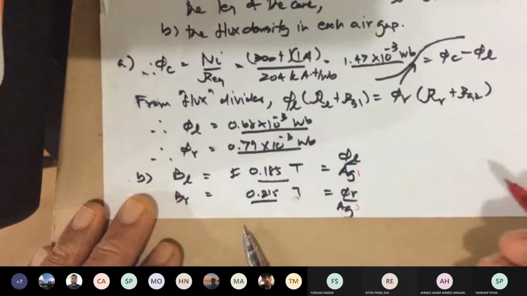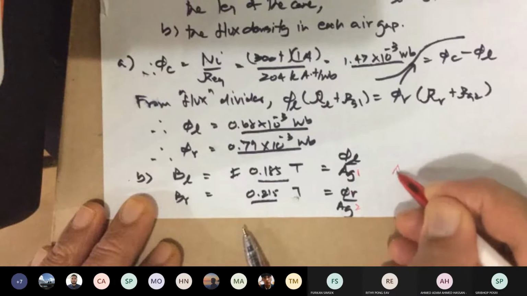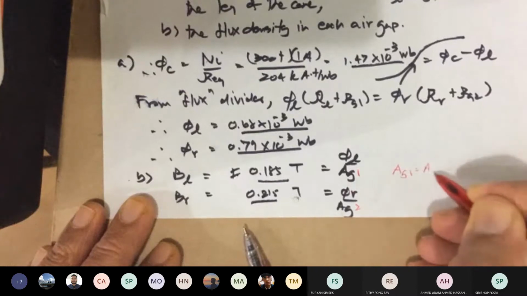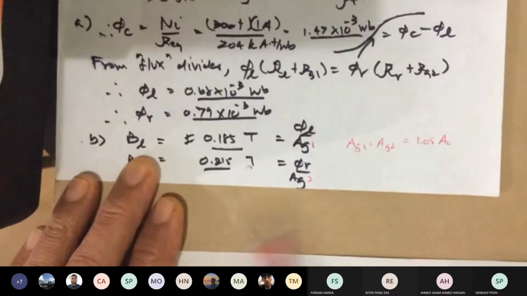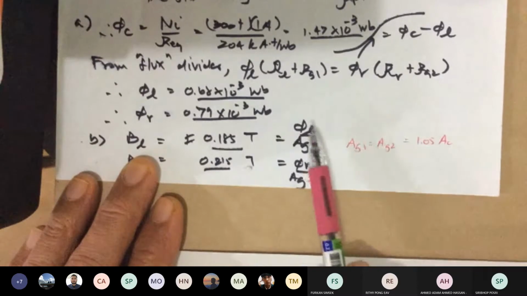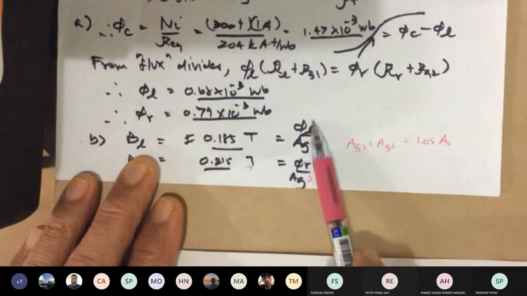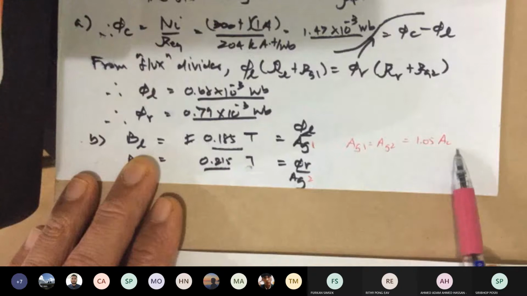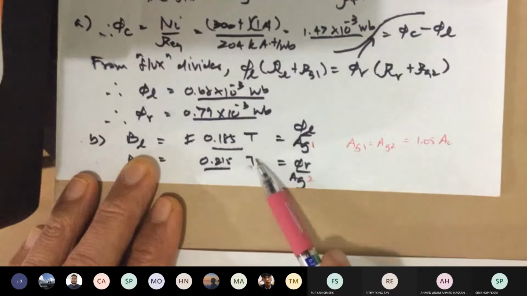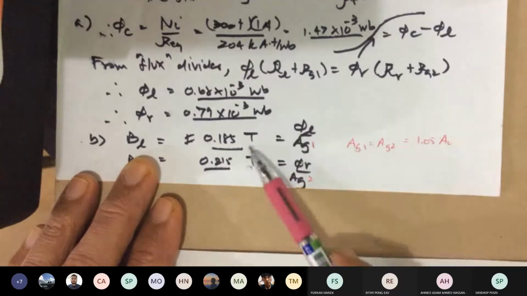And this is G2. Turns out that AG1 and AG2 are the same. If you understand this, this is 1.05 AC. You can do that on your own. You know the flux in each leg, phi left and phi right, for gap 1 and gap 2. You know AG1 already, which is the same thing as AG2, which is 1.05 times the core cross-sectional area. So you calculate that. Okay, so those are the part B answers.